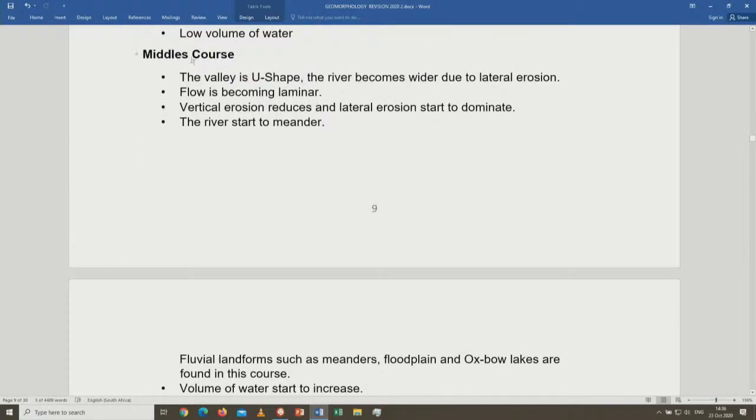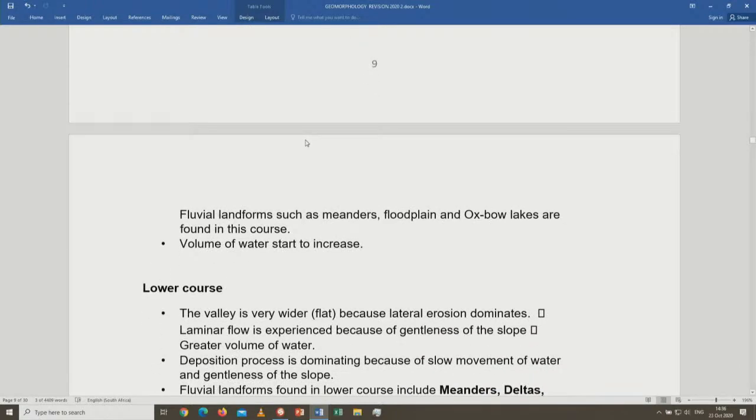Here also, the middle course. We are saying also the valley is U-shaped. The river becomes wider due to lateral erosion. The flow is becoming laminar. It's associated with laminar flow.